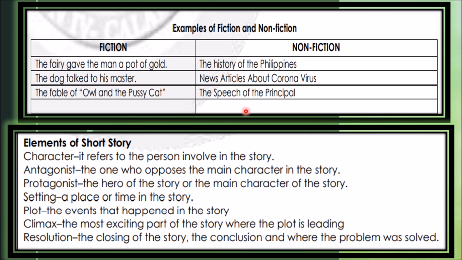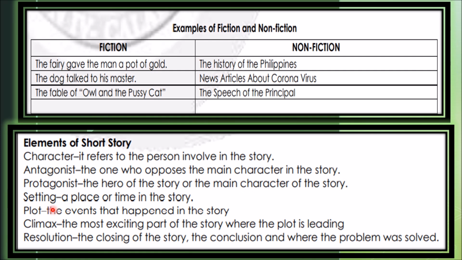Okay, and this time, let's have the elements of the story. Character, what do you mean by character? Character, it refers to the person involved in the story. Antagonist, the one who opposes the main character in the story, and the protagonist, the hero of the story or the main character of the story.